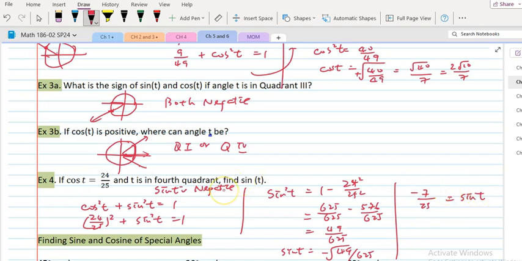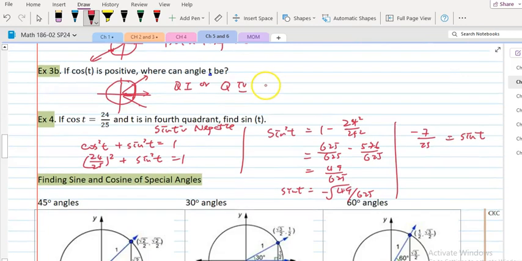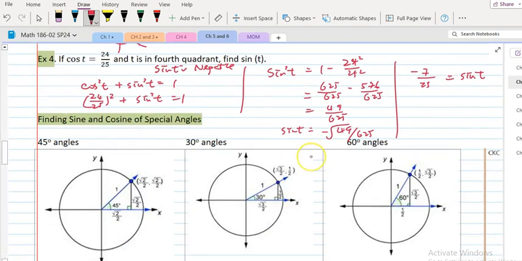So I can find sine t if I know cosine t. That's the relationship between sine t and cosine t. You put in the cosine squared t plus sine squared t, and you can find each other. So I'm going to stop here, and in the next video we'll talk about special angles where I can actually read off the x and y values. What are the special angles? 45, 30 degree, and 60 degree.